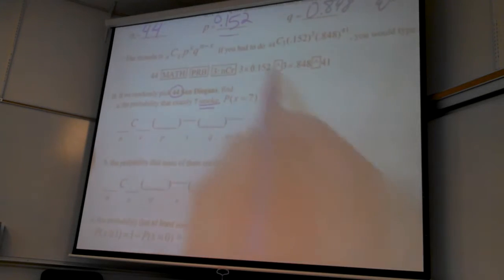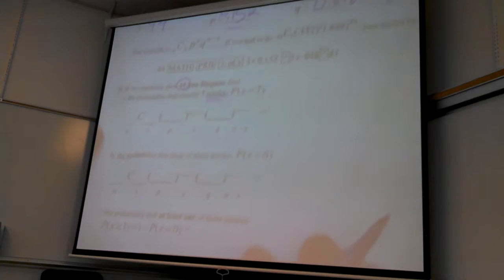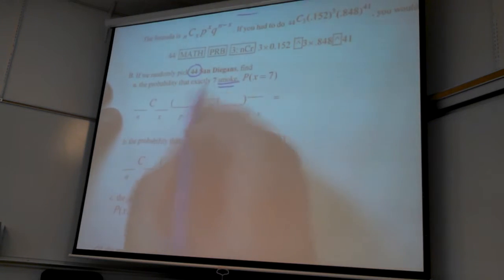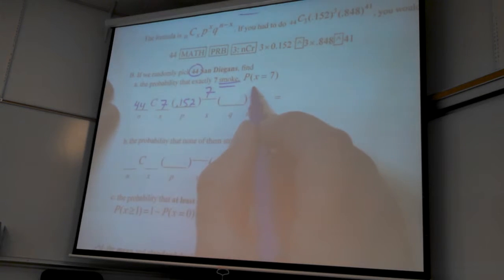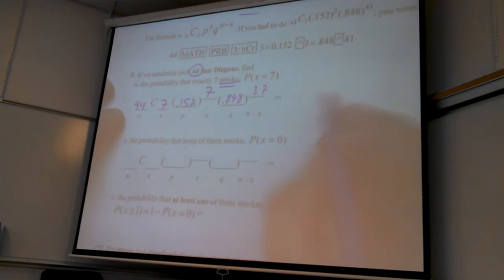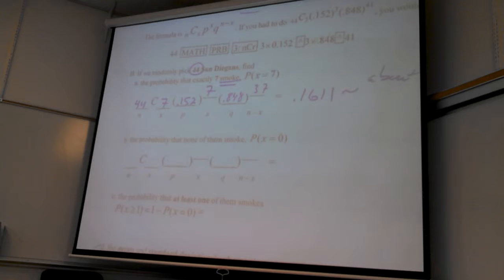I give you a little bit in the middle about how to plug it in the calculator. So probably exactly 7 smoke. So then I'd have 44 people. I want to choose 7 of them. So I'd have 7 successes, and the rest, how many is that? 37 would be failures. So if you plug this in the calculator, yeah. So what's that mean? About 16% chance that if I pick 44 San Diegans, exactly 7 of them will.